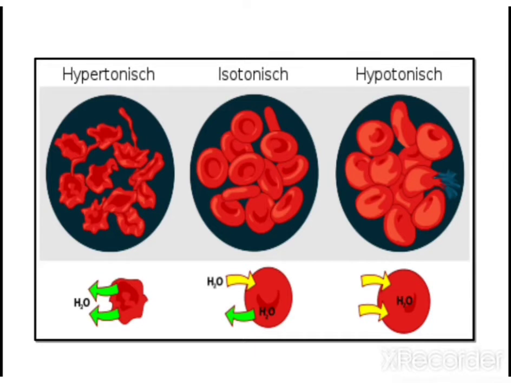So here all three have been given together. First is hypertonic, next is isotonic, and this is hypotonic solution. In hypertonic solution, the cell shrinks as the water goes out. In isotonic solution, the concentration is similar. When a cell is kept in hypotonic solution, water goes in.